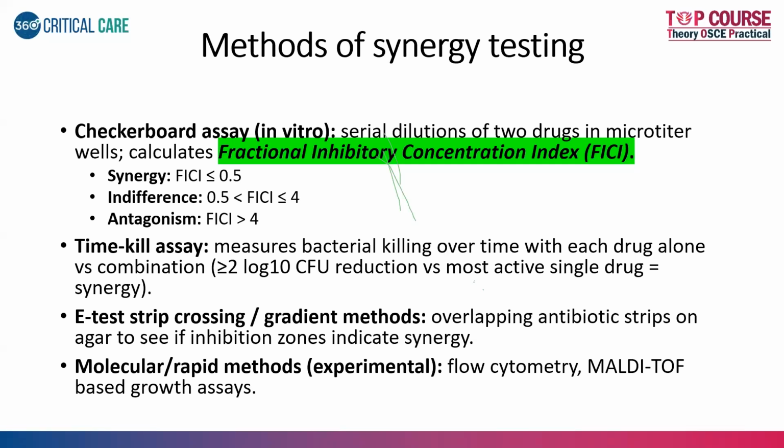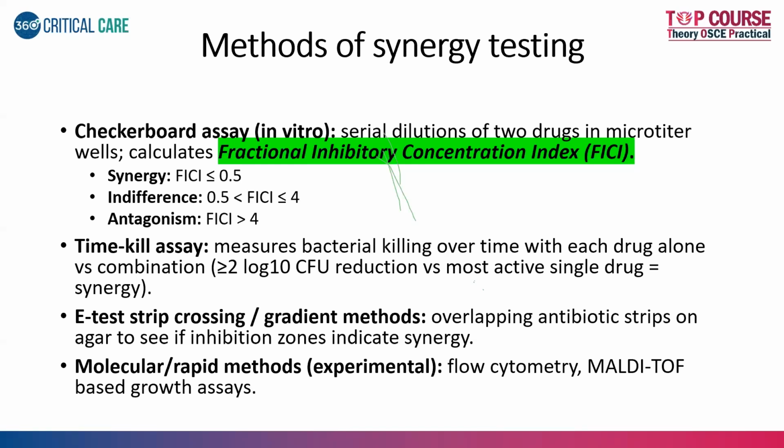What they do in a checkerboard assay is they calculate something called a fractional inhibitory concentration index, or FICI. If there is synergy present, the FICI value should be low. That means to say the clearance is better. Less than or equal to 0.5 indicates synergy. If it is between 0.5 and 4, then it is indifference. If it is more than 4, it is antagonism. Probably there is no effect.